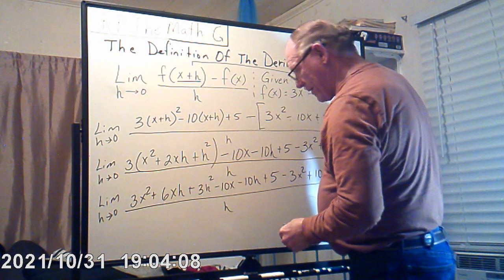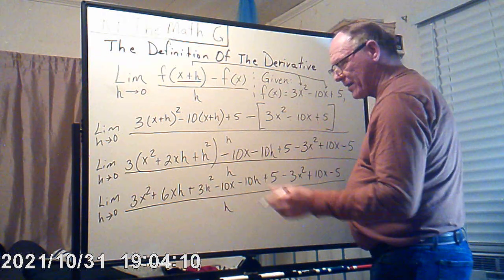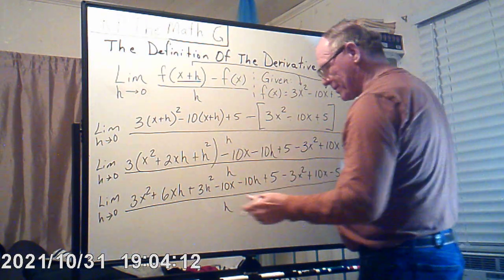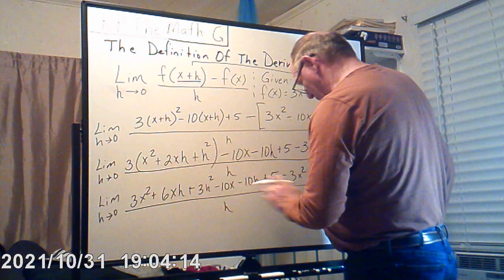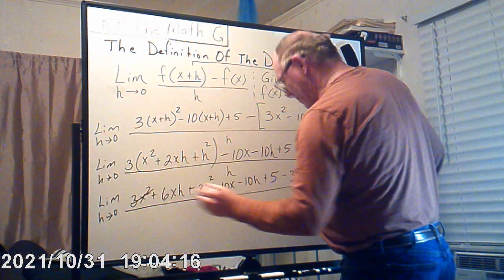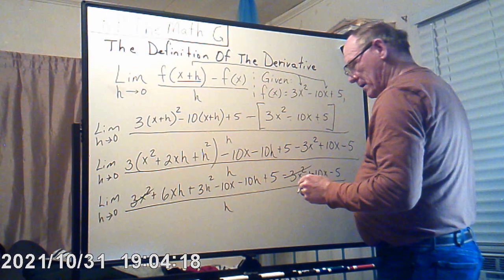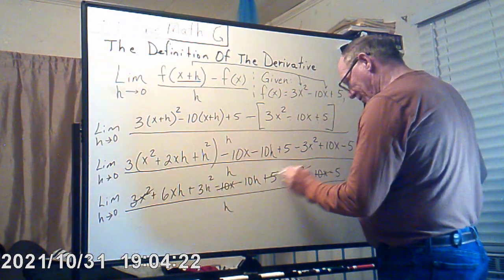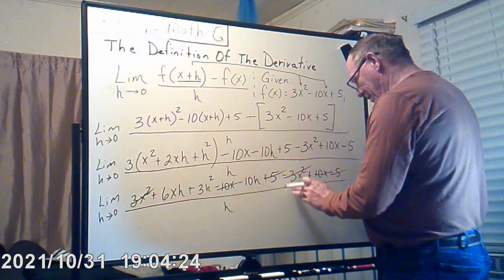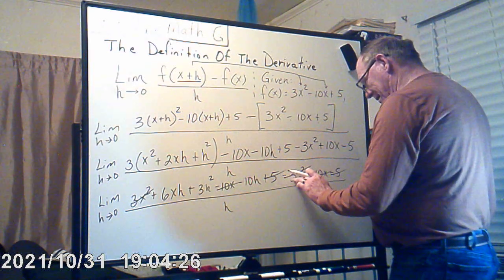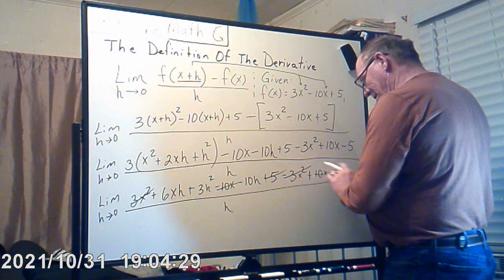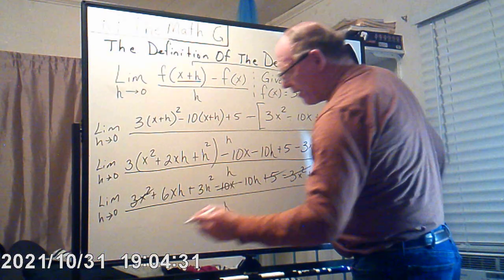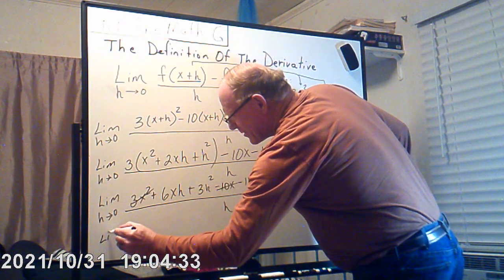This is lengthy, isn't it? Well, we have some things that we can subtract out. 3x squared minus 3x squared is 0. Minus 10x plus 10x is 0. Plus 5 minus 5 is 0. We should be able to eliminate these, this f(x) altogether. So now it does start to get a little bit smaller.